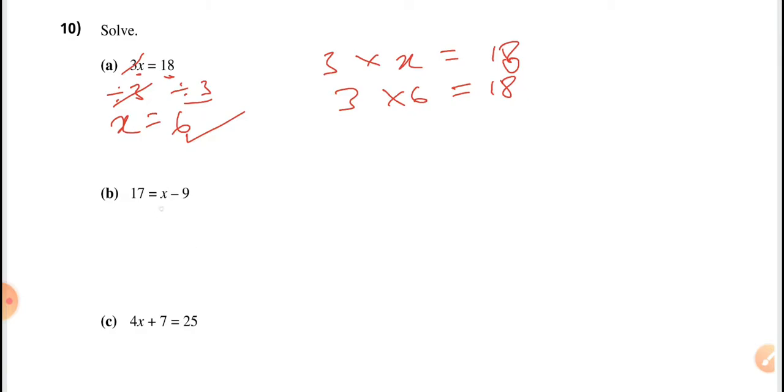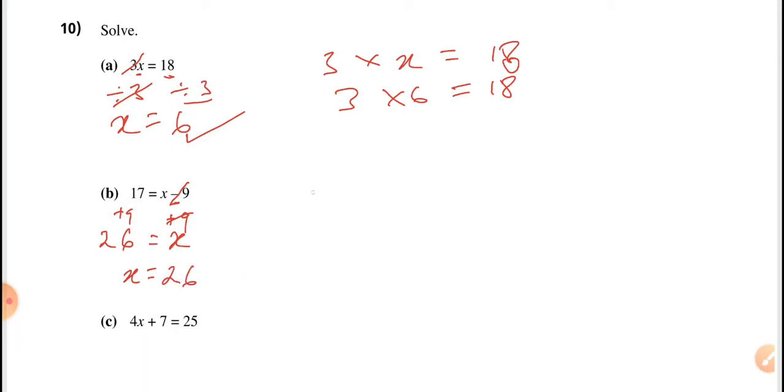Question B now. So we want the x by itself, so we have to get rid of this minus 9. So we're going to add 9 to this side, and we're going to add 9 to this side. Whatever we do to one side, we have to do the same to the other. So in this case, we have added 9 to both sides. Now the take away 9 and add 9 cancel out, leaving just x. And then we have to do 17 add 9, which is 26. So we think that x is equal to 26.